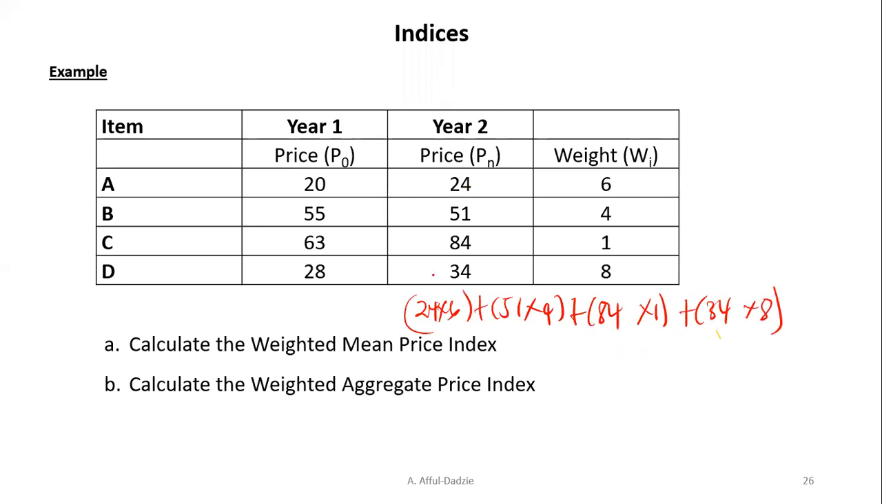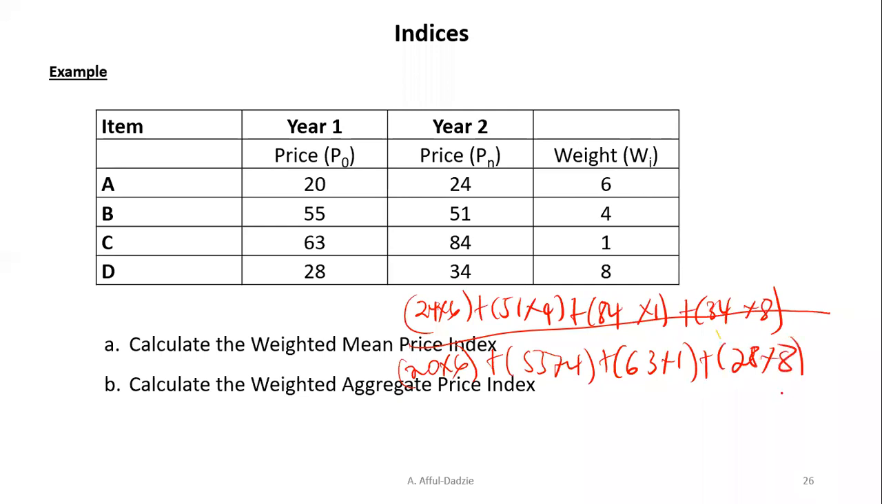So this is multiplying all the current price values by the respective weights. And you divide again by the base price values, multiplied as well with the respective weights. So here you're going to do 20 times 6, 55 times 4, 63 times 1, and then 28 times 8. And when you're done, you multiply everything by 100, and that would give you an index number that accounts for the different contributions of each of the commodities.